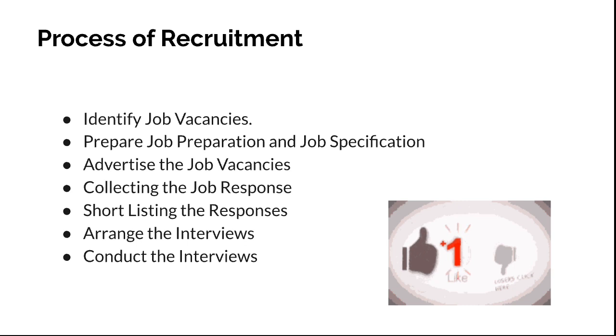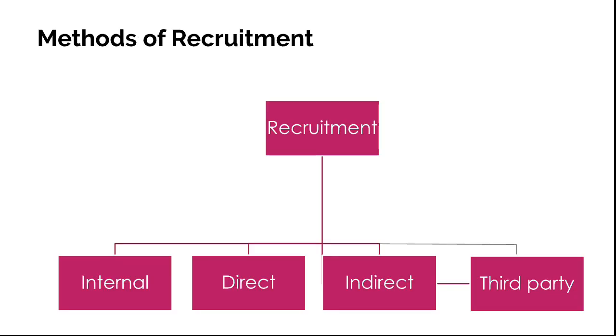So this is all about the process of recruitment, from identifying the job vacancies to conducting the interviews. So let's have a brief recap. Firstly, you have to identify the job vacancies, then prepare the job description and specification, then advertise the job vacancies, collect the job responses, shortlist those responses, arrange the interviews, and lastly, conduct the interviews. Okay, so let's move to our last topic, that is methods of recruitment.